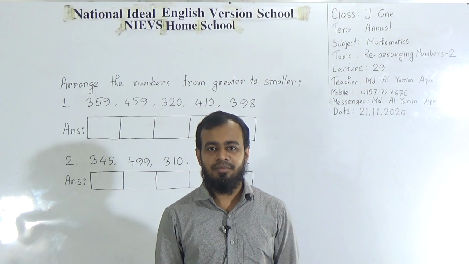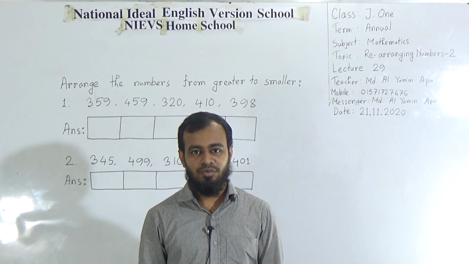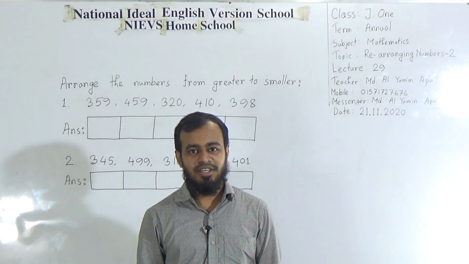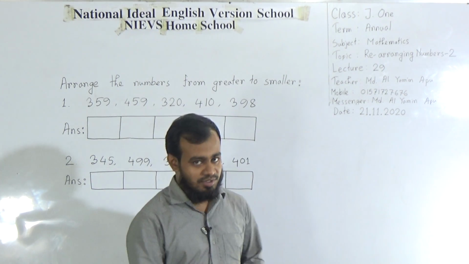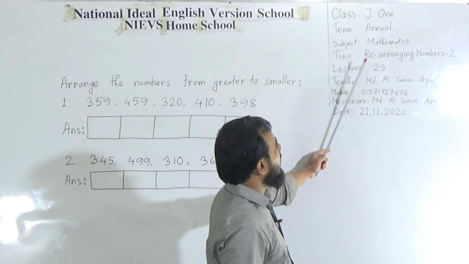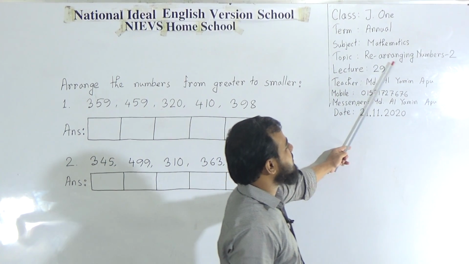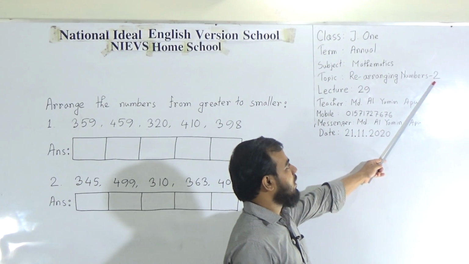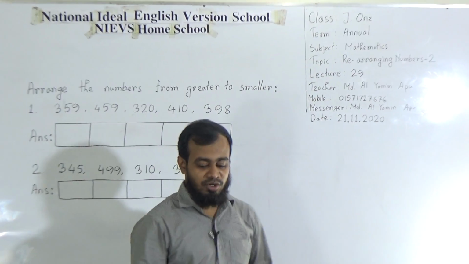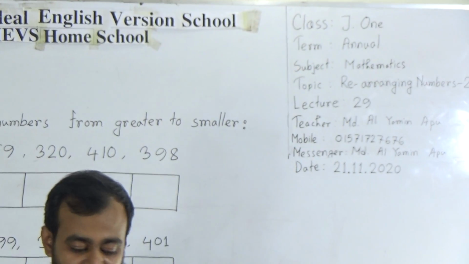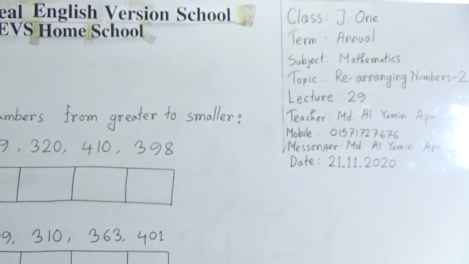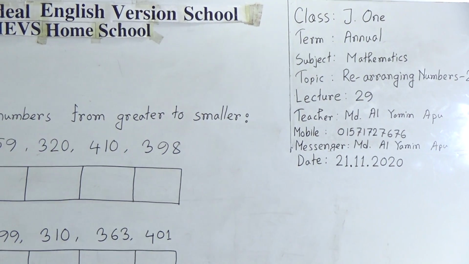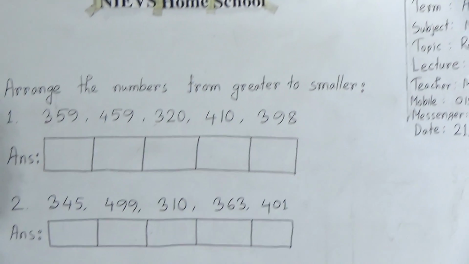Today I am going to take a math class for the students of class junior 1. Today's lecture number is 29 and our topic is rearranging numbers part 2. I repeat, our topic is rearranging numbers part 2. In rearranging numbers part 1, we learned how to arrange the numbers from smaller to greater. Today we will learn how to arrange the numbers from greater to smaller.